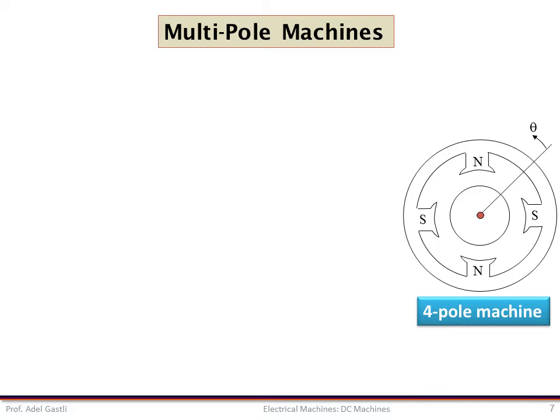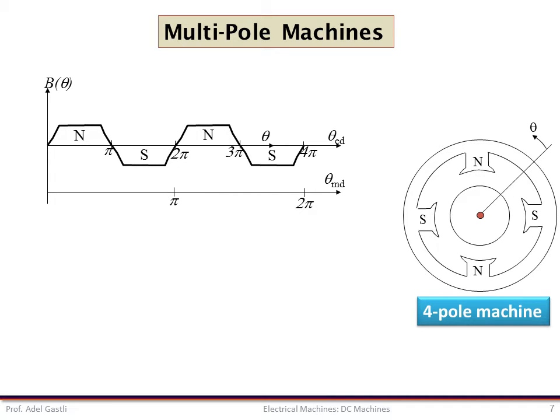Most DC machines, particularly large ones, have more than two poles, so most of the armature conductors can be in the region of high air gap density. This figure shows a DC machine with four poles on its stator. This calls for an armature winding that will also produce four poles on its rotor. The resulting air gap flux density distribution due to the stator poles is shown in this figure. Note that for the four-pole machine, in going around the air gap once, which is one mechanical cycle, two electric cycles of variation of the flux density distribution are encountered.